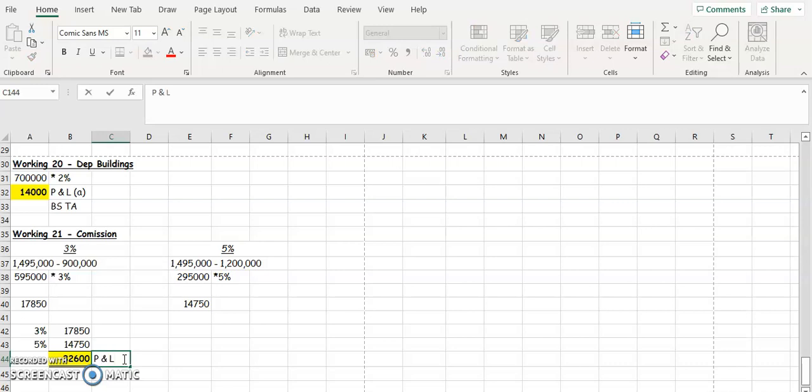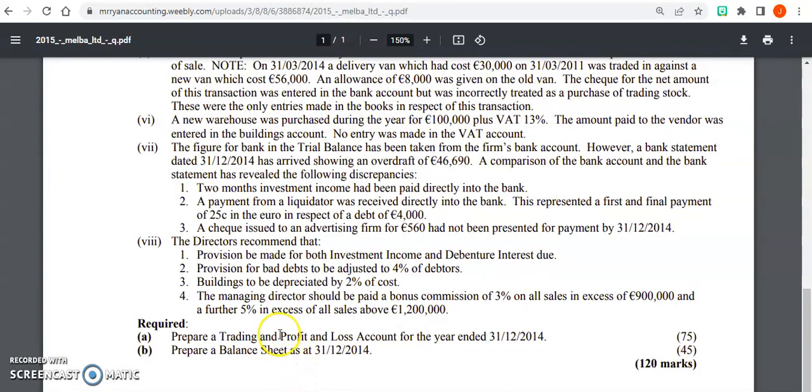That's going to be an expense to us. It goes into the profit and loss in your selling and distribution, and it's also going to go into your balance sheet as a current liability, or creditors due in 1 year, because that's how much you have to pay for it. So a little bit to that adjustment based on the commission.